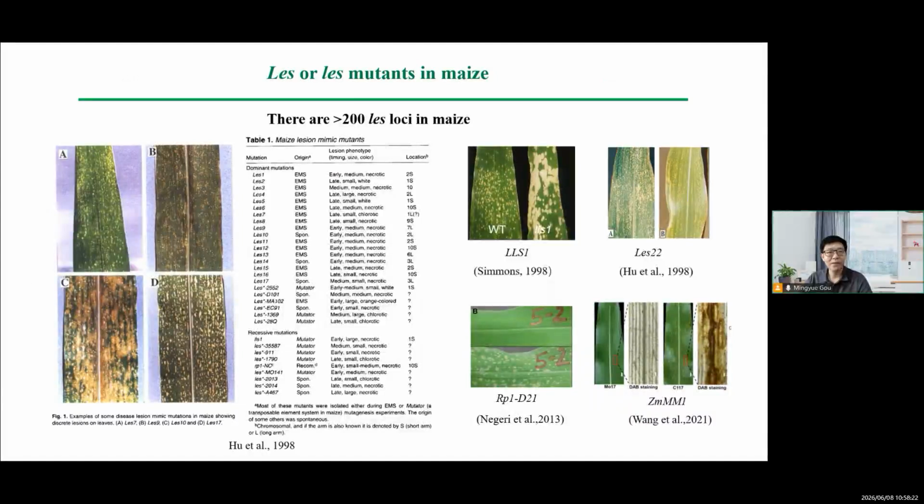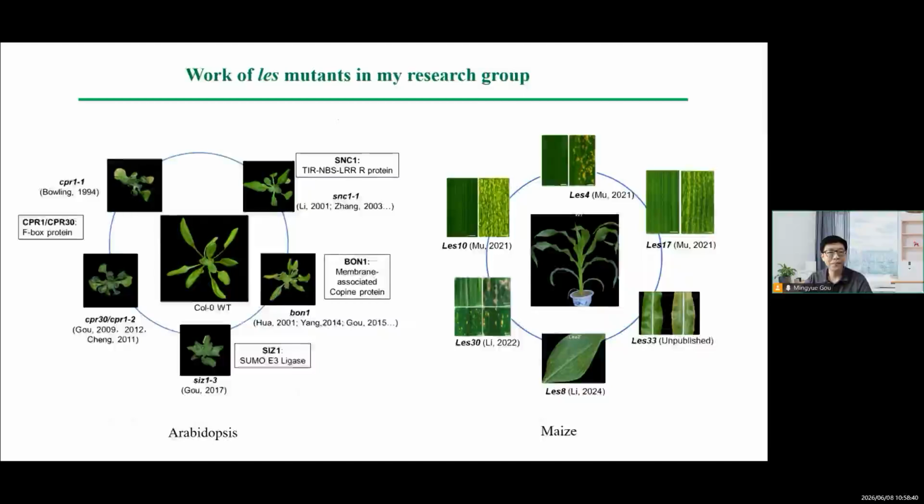It was estimated that at least 200 lesion mimic gene loci exist in the maize genome. However, only a small number of genes have been cloned, including LLS1, LES22, RP1-D21, and ZmMM1. I started working on lesion mimic mutants in Arabidopsis about 20 years ago, and my group now uses maize lesion mimic mutants as a model to study maize disease resistance.